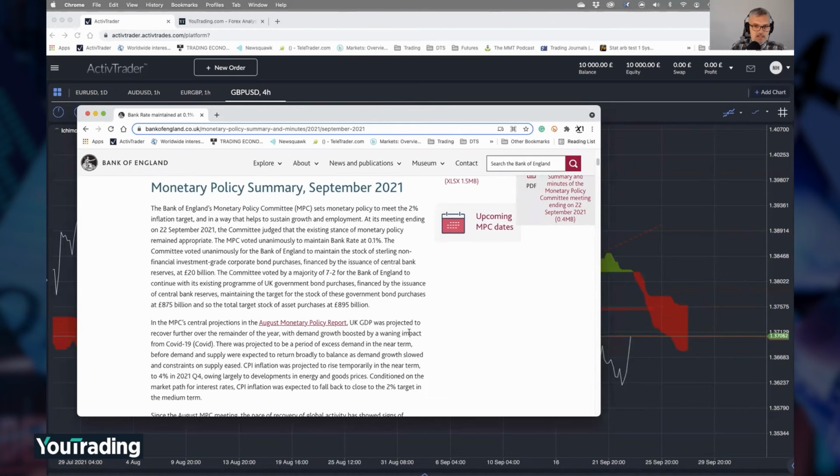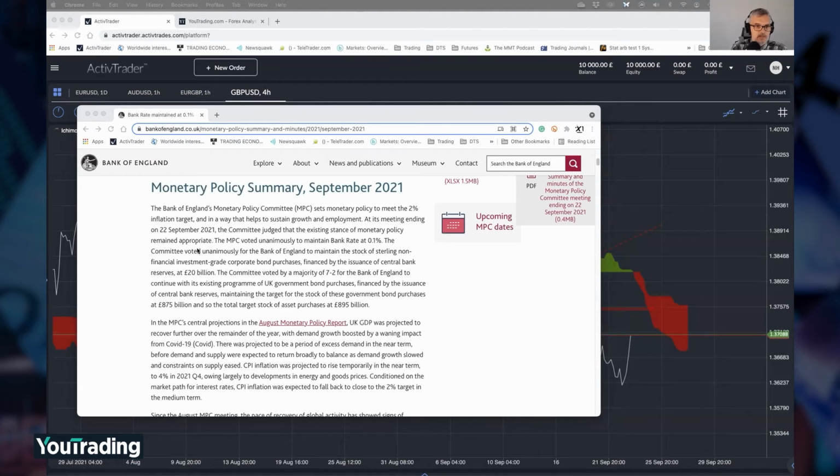The expectations were for 8 of the members to vote for a hold on the asset purchase facility, with 1 to dissent. But in actual fact, we've got 2 looking for a taper and 7 to hold. So a slightly more hawkish MPC meeting.